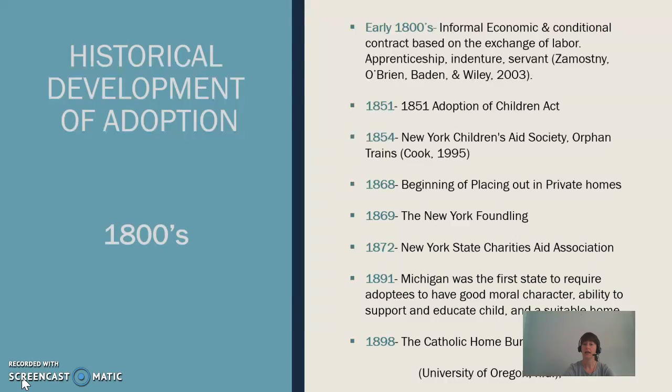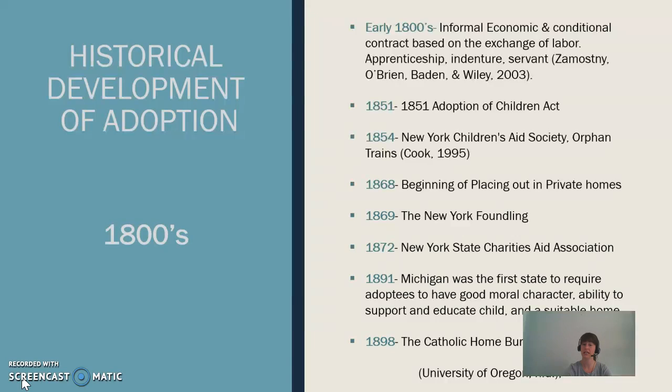In 1851, Massachusetts, as the first state in the U.S., had an act, the Adoption of Children Act, and this is where they really started to recognize that children's welfare was important, and more important than the work that they could provide. So they started to look out for children a little more, and this again started in Massachusetts. In 1854, the New York Children's Aid Society started. They were a group of people who raised money to provide shelters for children.